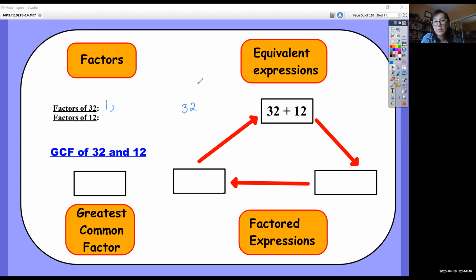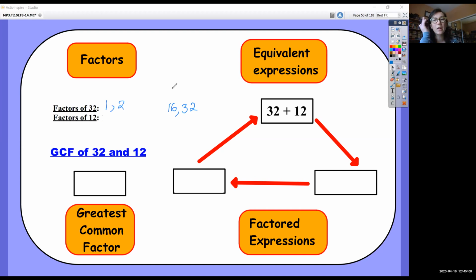32 is also an even number, which means that it is divisible by 2. 32 divided by 2 is 16. So 2 and 16 are factors. I don't think it's divisible by 3. Actually, no, it's not, because 3 times 10 is 30. 3 times 11 is 33. So 3 is not a factor. We have to check 4.